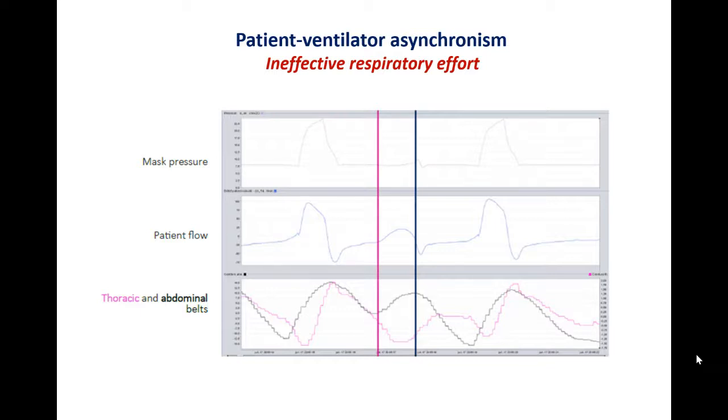As you can see here, we have some ineffective effort, which is characterized by patient effort. We see that on the belts, and you can also see a positive deflection on the flow, and this patient effort is not detected by the ventilator. So this is an example of ineffective effort, which is a very important and very frequent asynchrony.